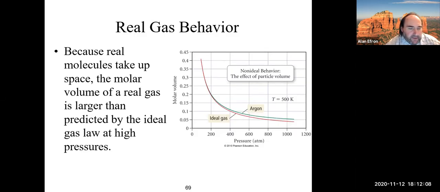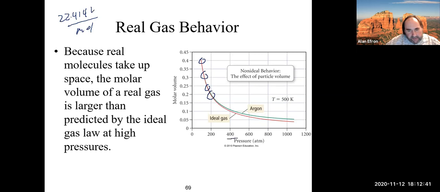Because real molecules do take up space, their molar volume is larger than would be predicted under an ideal situation. So when we're talking about molar volume, that's our 22.414 liters per mole, right? And we do see argon and we do see an ideal gas. And we see that in terms of pressure, under reasonable pressure, both of those are pretty close to each other.